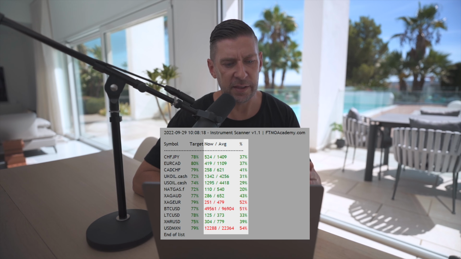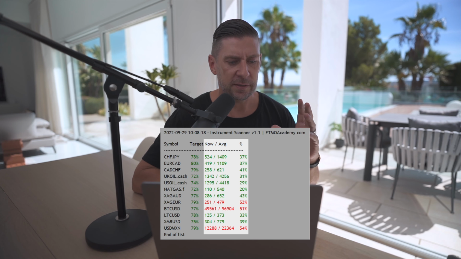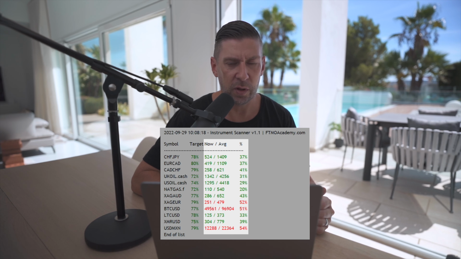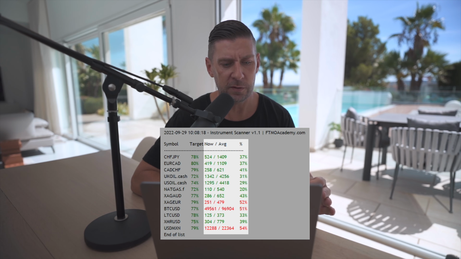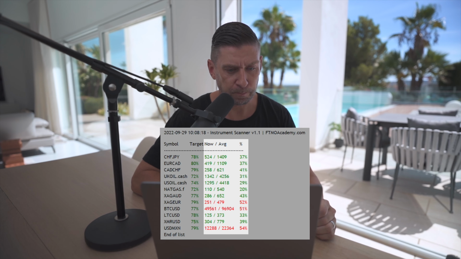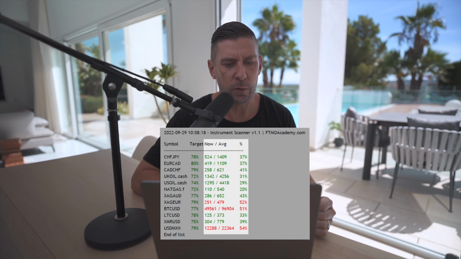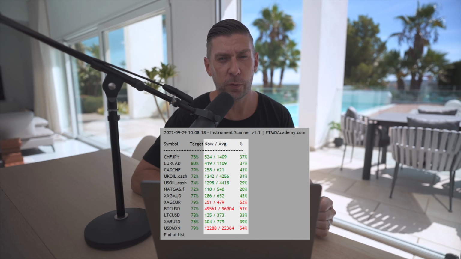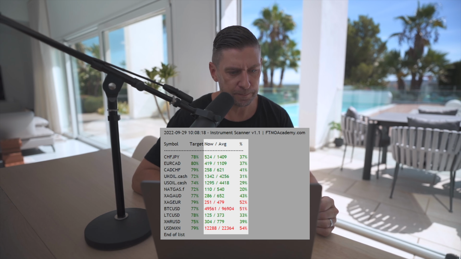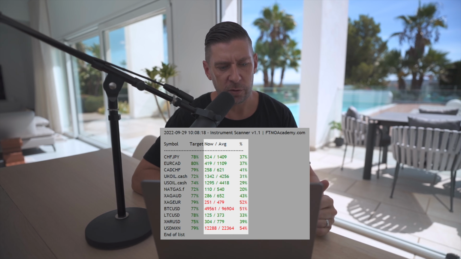What you also see here is the now/average. That's the ADR, average daily range. How much is CHF JPY moving on average? And you see here it's 1,409 points, which is roughly 140.9 pips. And today we have moved 524 out of those 1,409 points, which is roughly 37%. And you see the same calculations and numbers on EuroCAD and the rest you see here.